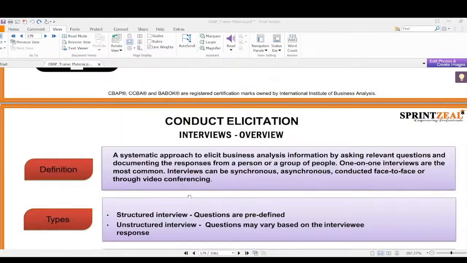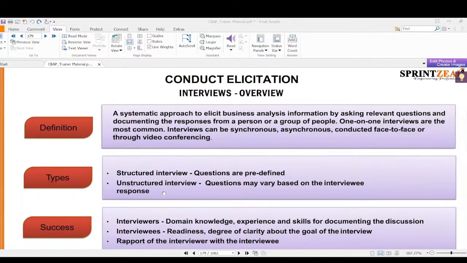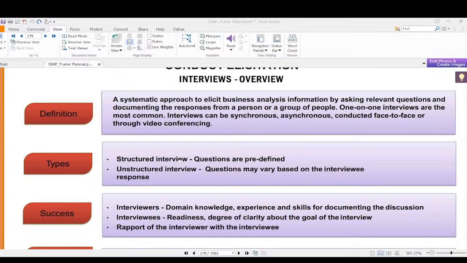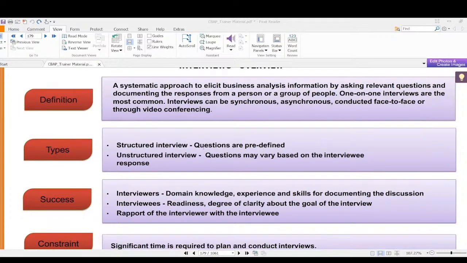Okay. Well, there is another technique which is interviews. I think you already know about this technique. Right. So it's a systematic approach to elicit business analysis information by asking relevant questions and documenting the responses from a person or a group of people. So we know how interviews work, what types of interviews there are, structured and unstructured. In a structured interview, you already have predefined questions and you go to the interview with a predefined mindset. Unstructured is actually where you are randomly asking questions, building on the answers that the interviewee is giving you. That's an unstructured interview.